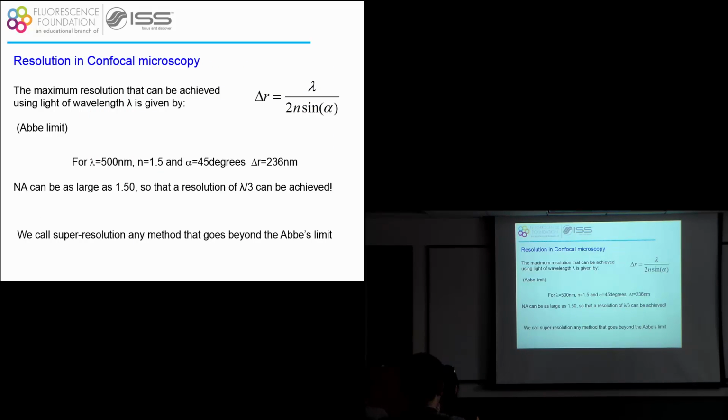Let's go into the resolution of the confocal microscopy. The resolution is given by this formula, which resembles the formula that we saw before. This was introduced by Abbe, who was working at Zeiss in 1870. Again, this is how close 2 points have to be in order to be resolved. And this tells us that we need to go to lower wavelengths, we need to increase the numerical aperture, or increase the index of refraction.